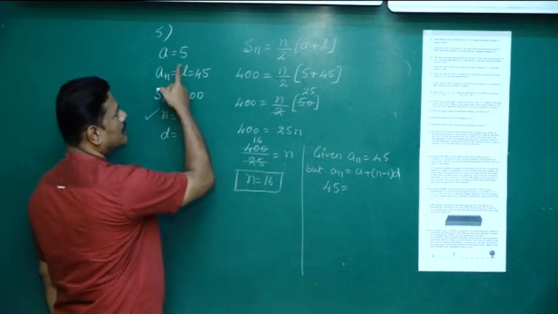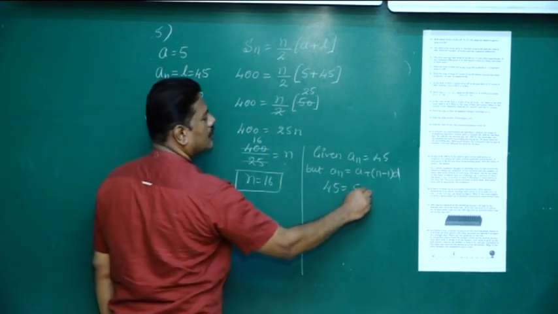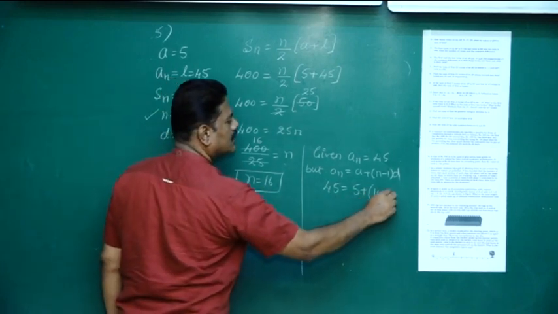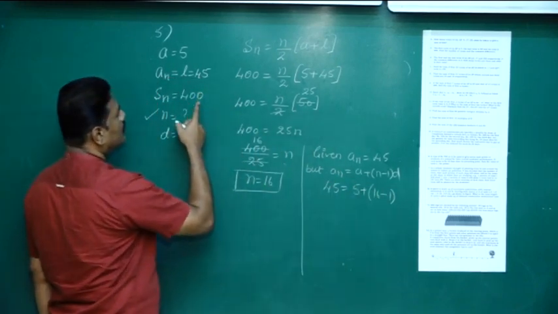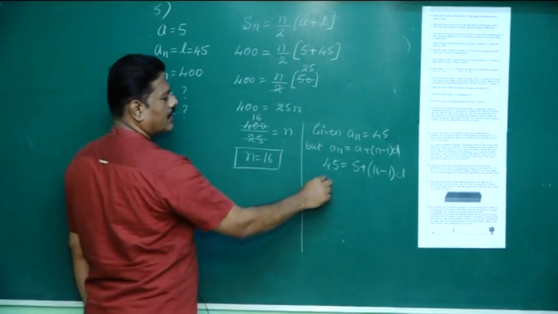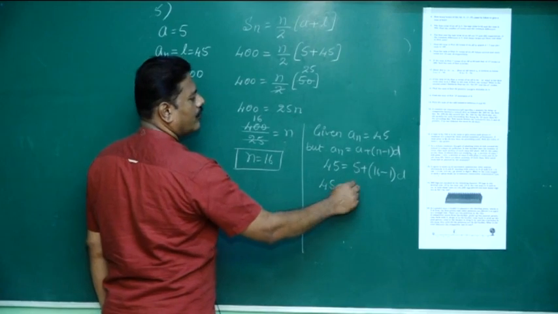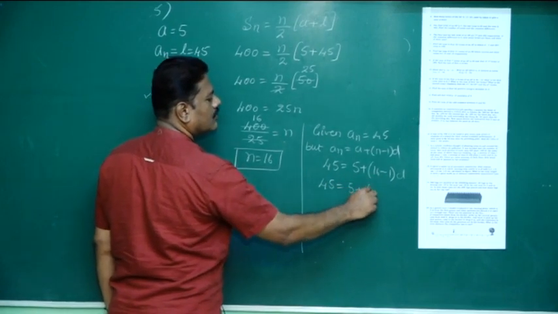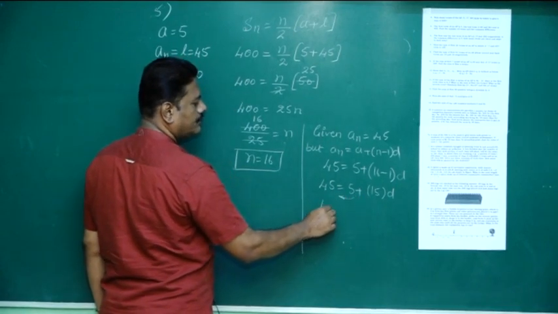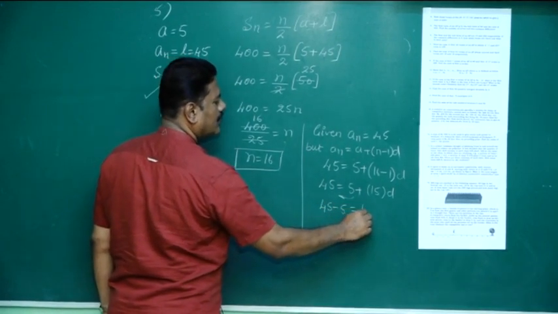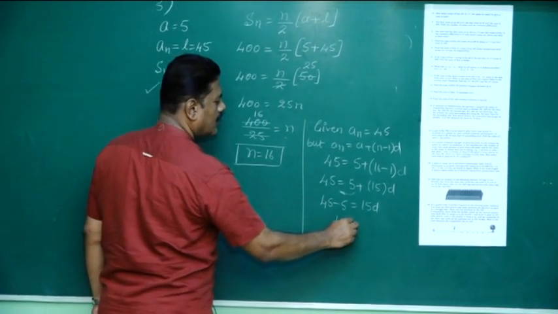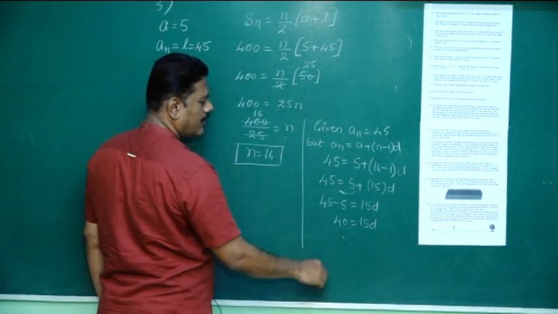A is given in the question, 5, you write 5 here. N, just now you have calculated, you replace it by 16, and d is also not known, so we have to calculate, so we write d as it is. So 45 = 5 + (16 - 1)d, that is 15d. Then 45 - 5 is 40, equal to 15d.